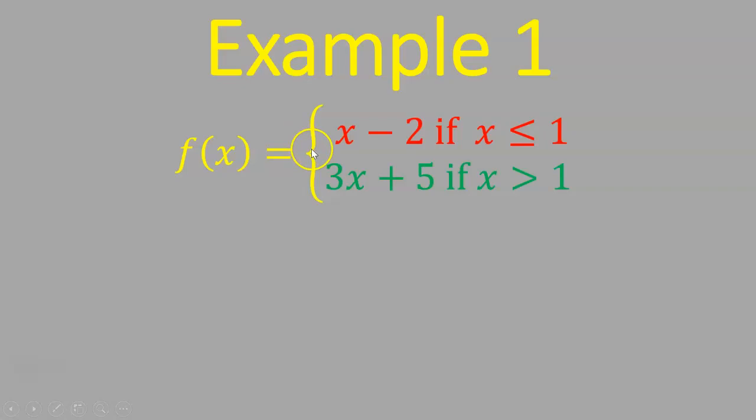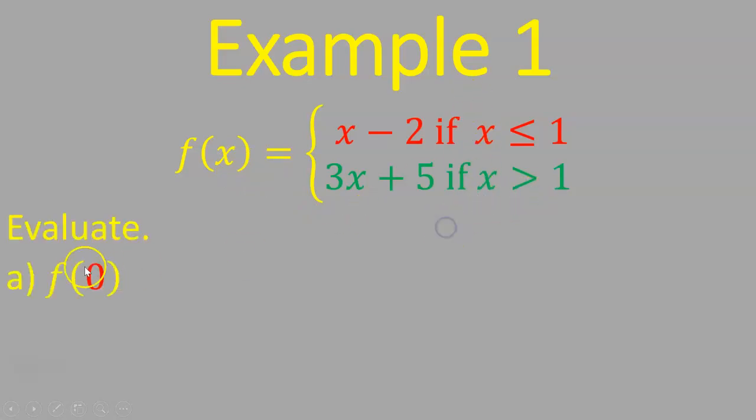We typically have this one-sided brace for a piecewise function. There are different looks, but this is the most typical. And notice the color coding here. We use x minus 2 if our input value is 1 or smaller. We use 3x plus 5 if our input value is bigger than 1. You never use them both at the same time. You use one piece or the other if an input value goes with that piece.